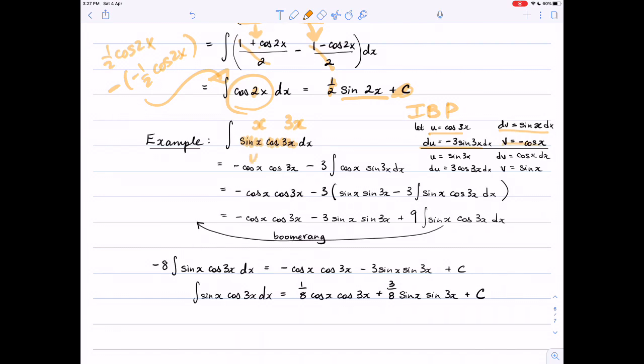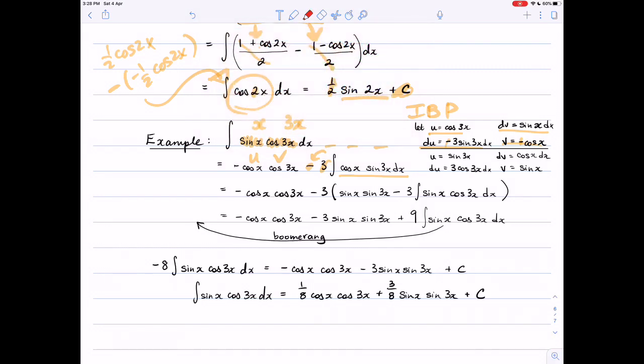So here is my uv minus the integral of v du. So that's actually minus, minus, minus, right? Minus the integral of v du. Those two minuses cancel, but I'm left with one minus. The 3 comes outside, and then I've got 3 cos x sine 3x, which means I'm going to need another integration by parts. And here's my big suggestion.